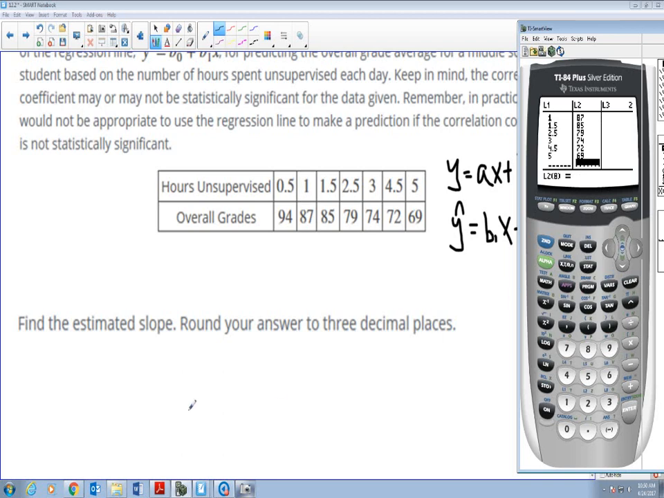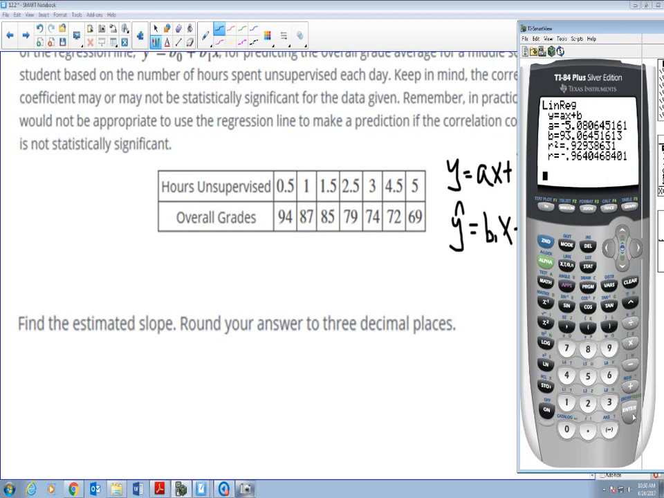Alrighty. So find the estimated slope. So I've got to do a linear regression. Once you key it in, press stat, highlight the word calc, choose number 1, one variable statistics. I already turned on my diagnostic, so my r will show up. Oh Lord, I pressed the wrong button. Calc, choose number 4, linear regression.